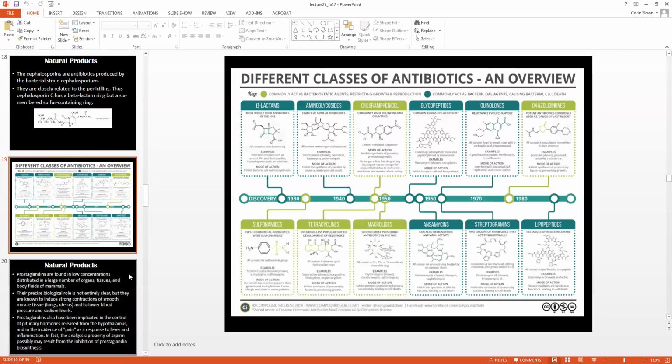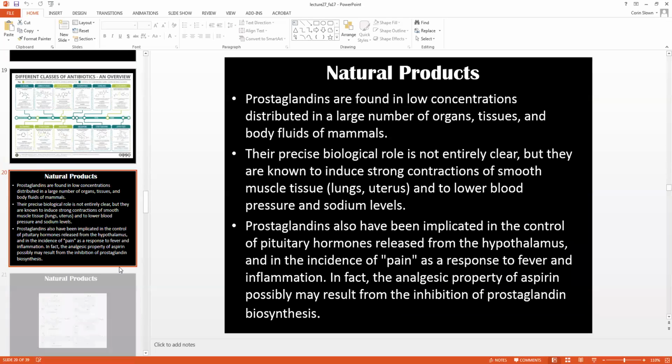When we think about natural products, one of the things that's important to recognize is that there are several different types of beta-lactams, just like there are several different types of aminoglycosides, glycopeptides, quinolones, oxazolidinones, sulfonamides, tetracyclines, macrolides, ansamycins, streptogramins, or lipopeptides. These are all examples of bacteriostatic agents or bactericidal agents. Notice there's a difference here. Bacteriostatic agents restrict the growth and reproduction of bacteria, whereas bactericidal agents cause bacterial cell death.